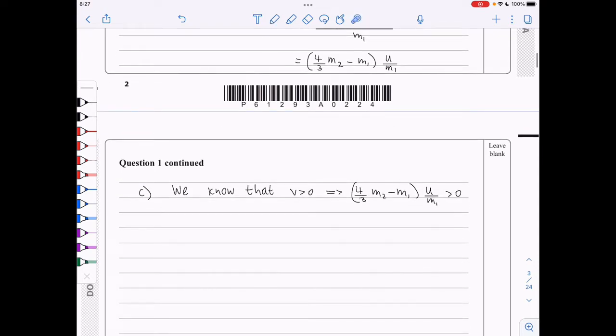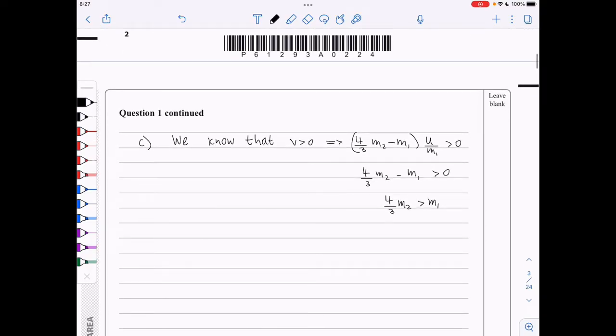Now u and m1 are both positive quantities, so this means that we also need 4/3 m2 minus m1 to be greater than 0. So 4 over 3 m2 is greater than m1, which leads to m2 being greater than 3 over 4 m1 as required.